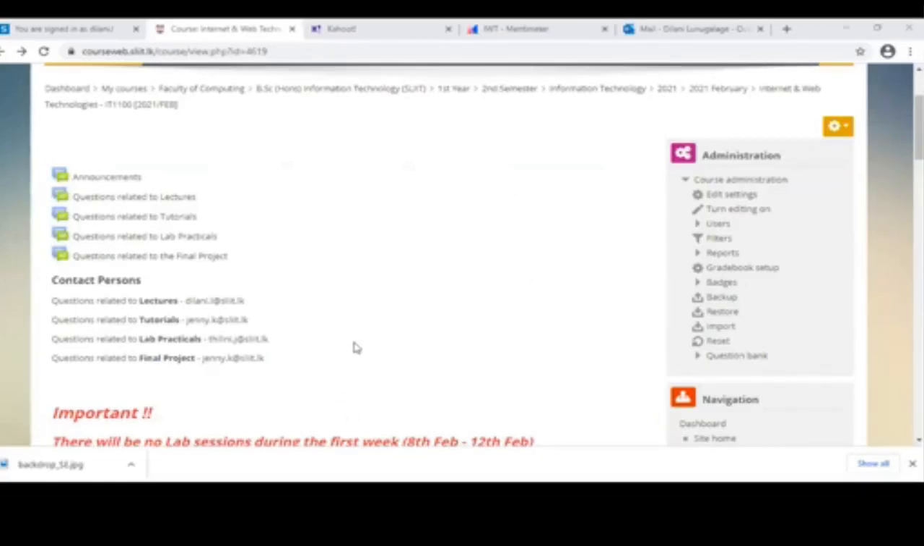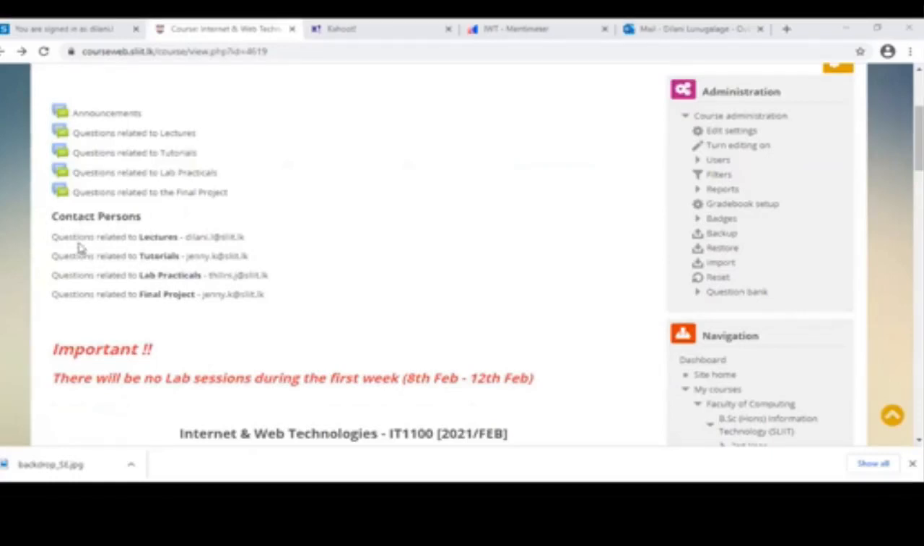Here, students, are the contact persons. Any questions, queries, or anything that you have regarding the lectures, please drop a mail to me. Whenever you're writing a mail regarding this exam matter, on your subject line, mention IWT lecture matter, IWT tutorial matters, like that. It's easy for us to filter your emails that way. So questions related to lectures, you have to drop mails to me.